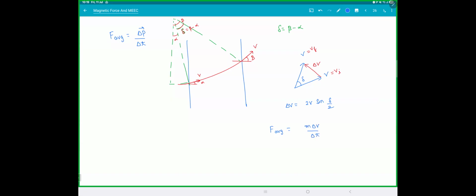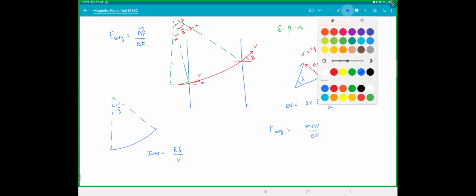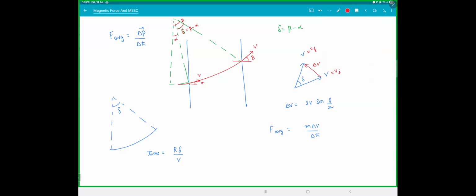How do you get time? That angle is delta, right? This entire arc which you got, this angle is delta. So the time taken will be r delta by speed v, arc length by speed. That is the time you have to use. So time will be the arc length, which is r delta by speed v. There, you got everything. So this will be 2 mv sine delta by 2 by r delta by v. That's your average force everywhere.